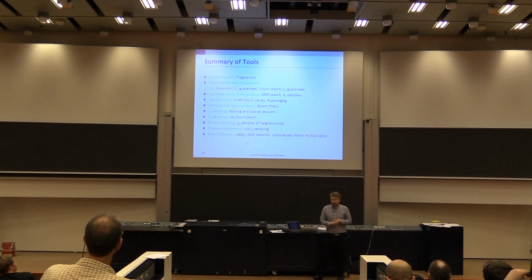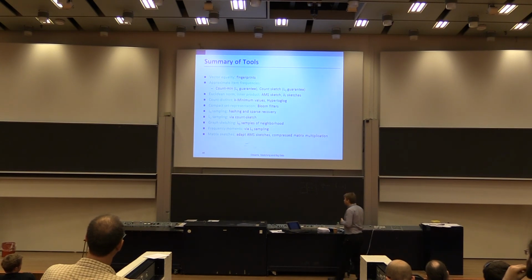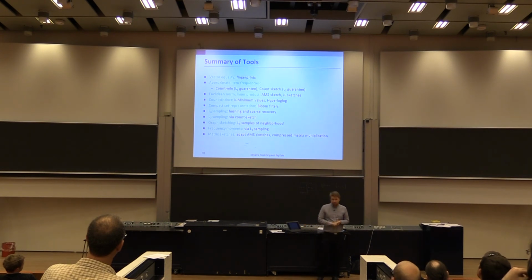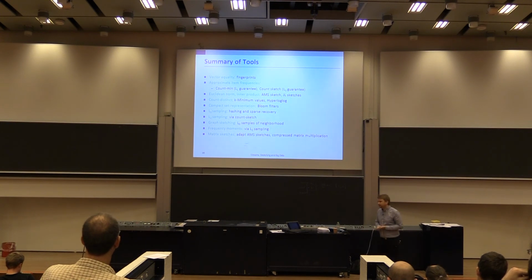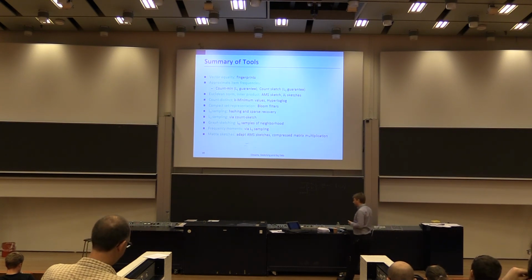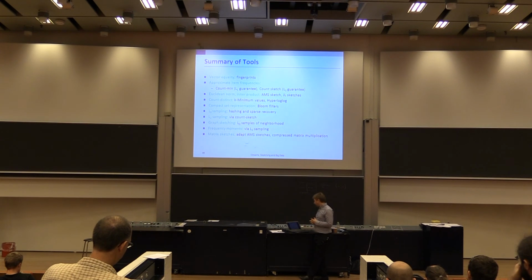So I want to wrap things up now and take a look back at all the things that we can do here. In terms of using hashing techniques and building summaries over streams of data, there's actually quite a lot of things that we can do, right? We can do vector equality using fingerprints.